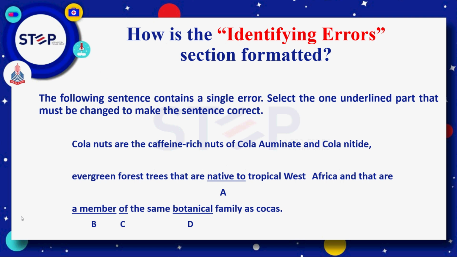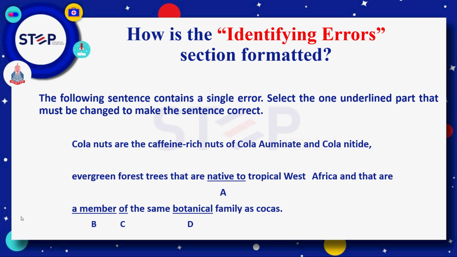Now, once we try to discuss the miscellaneous errors, how is the identifying error section formatted? The following is a sentence that contains a single error. Select the one underlined part that must be changed to make the sentence correct. There is a sentence in which a subject-verb agreement mistake is there.